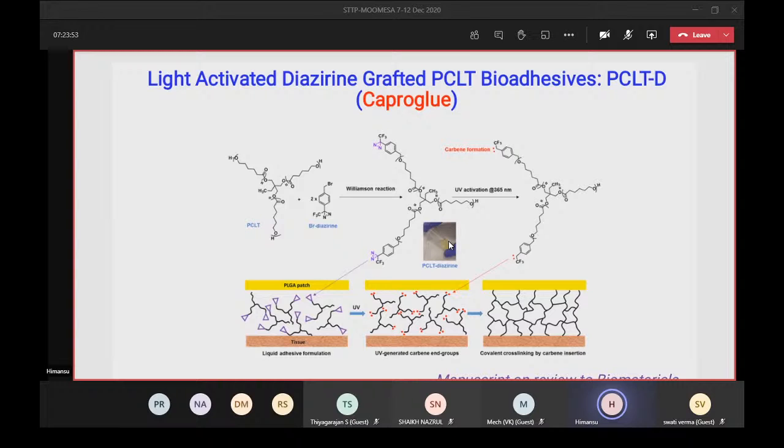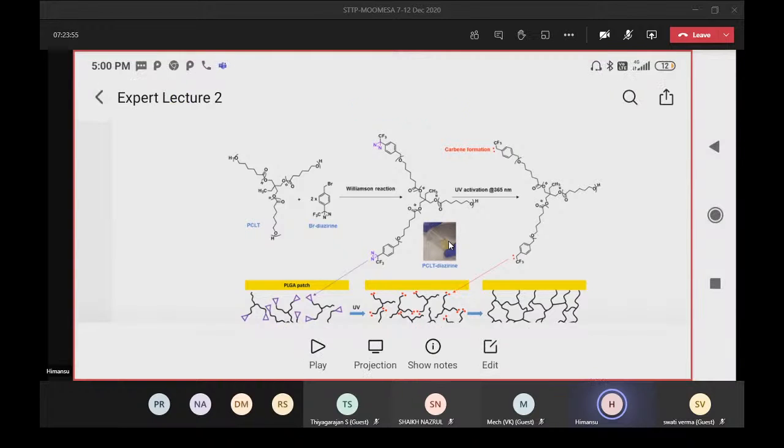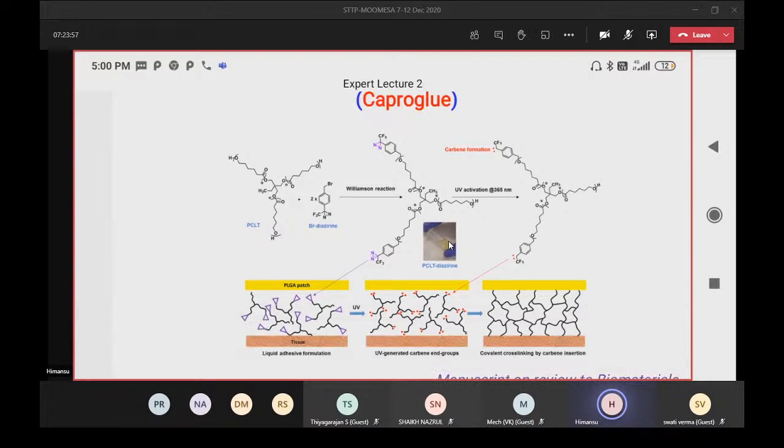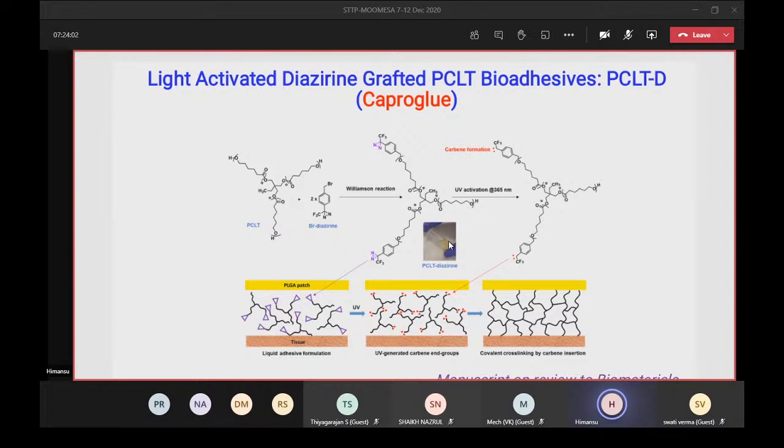And this adhesive looks just like a gel. You can see here the PCLT diazepine, and we have this picture. And the mechanism of adhesion is almost the same as before. That means there is a free radical formation, and this free radical can directly form a covalent linkage with another free radical in the injured site. This is the actual mechanism.